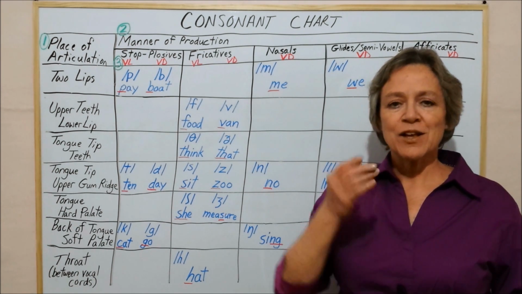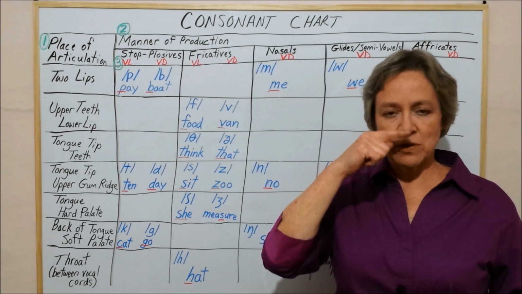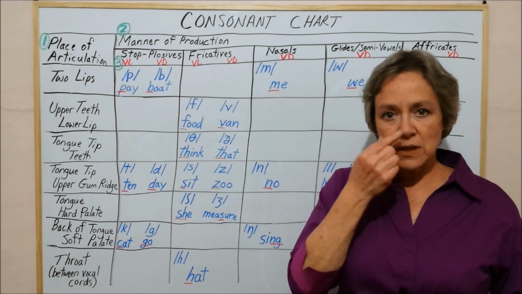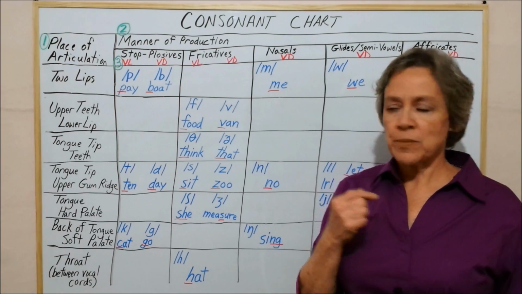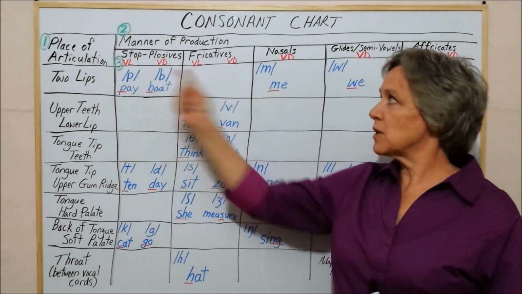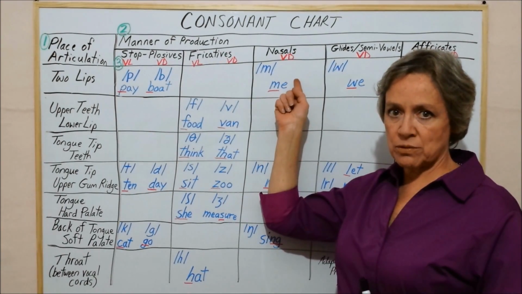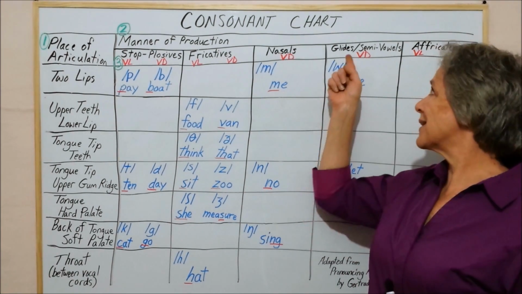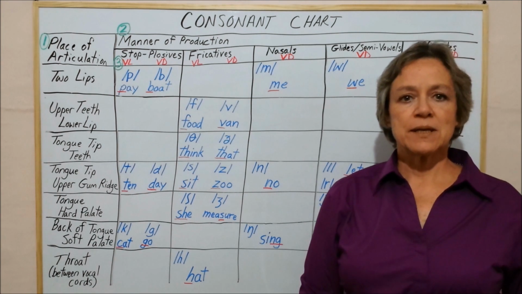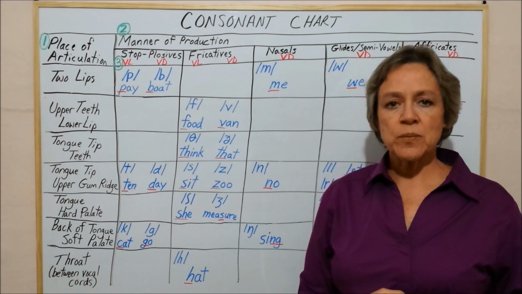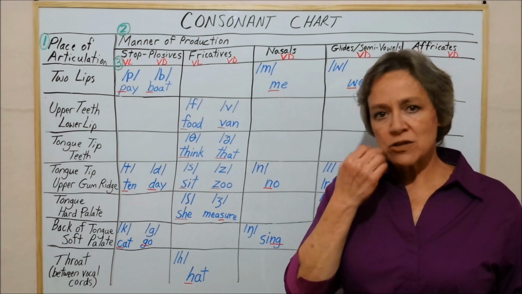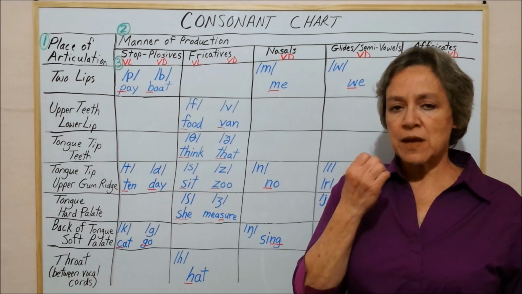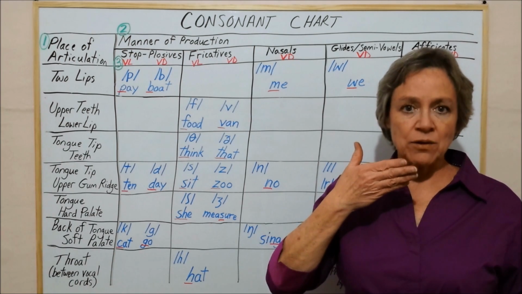So if you try it, you can put your finger below your nose, below your nostrils, and you should feel a little bit of air coming out of your nose. So this one uses the two lips, but it's a nasal sound. This one uses the two lips, but it's a glide or a semivowel. That means the lips are open and the air is not obstructed. It's similar to a vowel in that we're not blocking the air.